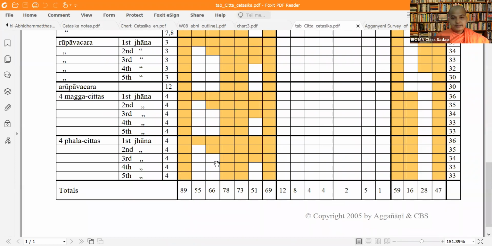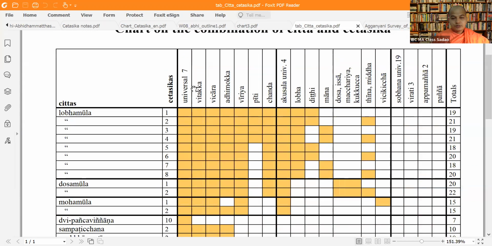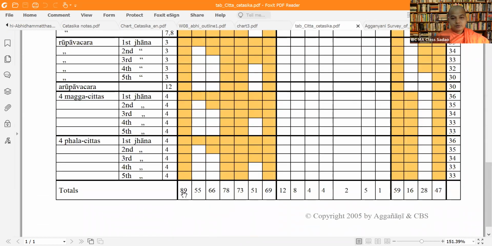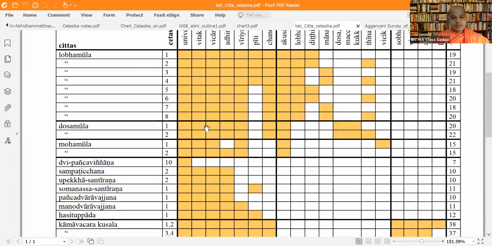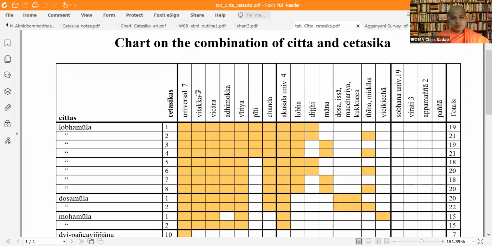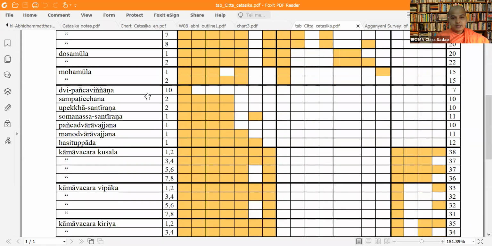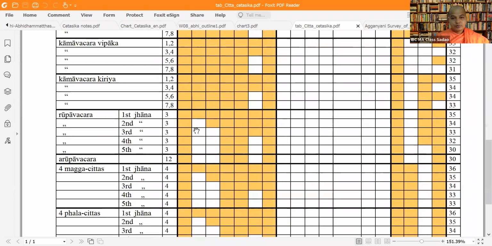So far we have been looking at the combination in terms of how many of the Chaitasikas belonging to a particular type are present in how many chittas. When discussing the 7 universals being present in chittas, these 7 universals are present in all 89 types of chittas, right? And when we talk about the presence of Vitakka in the chittas, we come to know that in certain chittas it is not present.